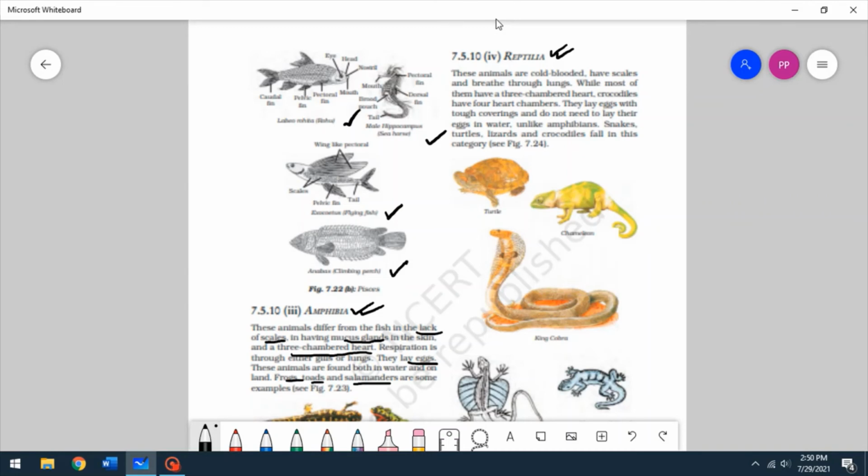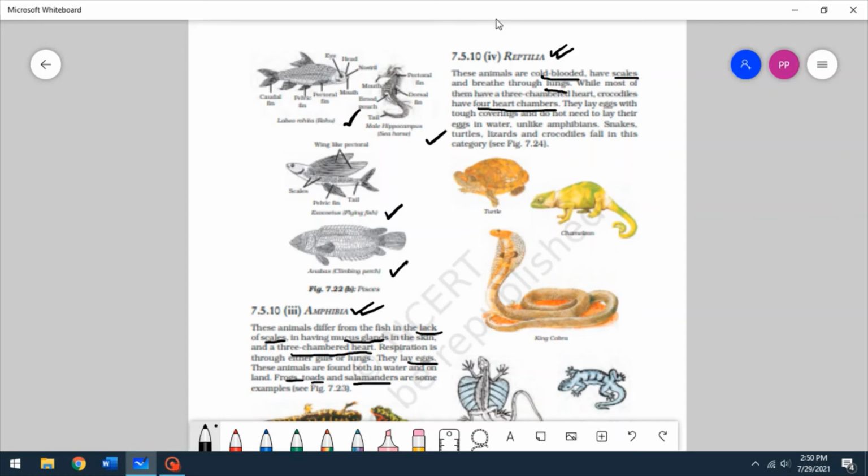Vertebrata, so reptilia, those are the reptiles. These animals are cold-blooded, they have scales, and they breathe through their lungs. So they live completely on land, so they have lungs through which they breathe. Well, most of them have a 3-chambered heart. Crocodiles are the only reptiles that have 4-chambered hearts, similar to those of mammals.